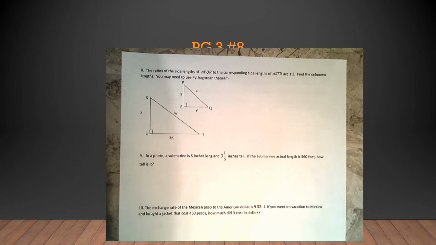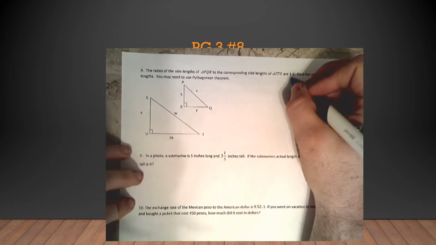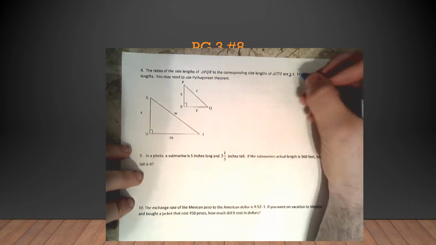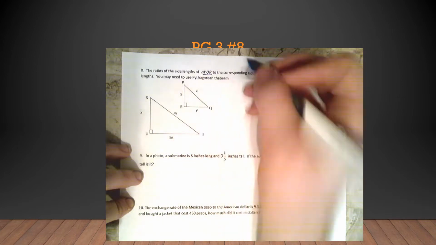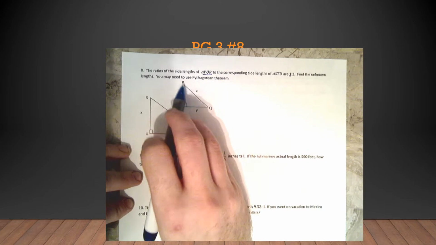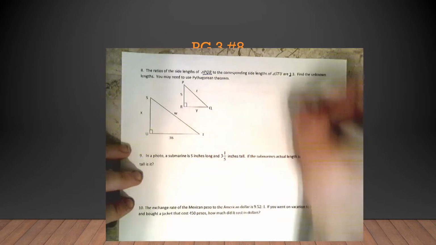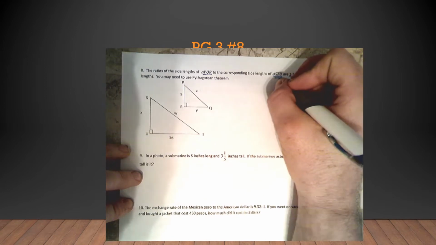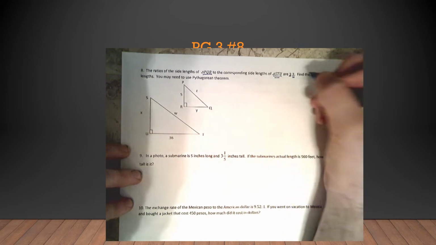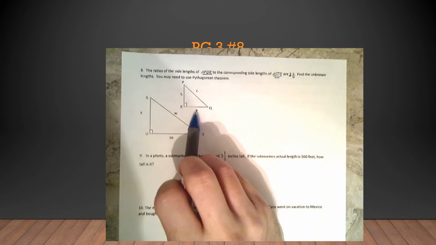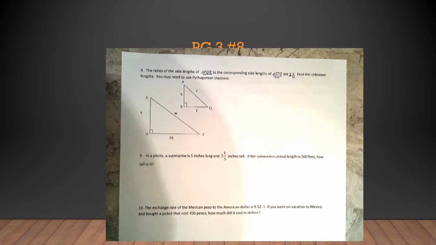Okay, so first thing I want to make sure we know is that when you see this ratio of 1 to 3, the 1 correlates with PQR. As you notice, PQR is smaller than triangle STU, so STU corresponds with the 3 in that ratio. So first one, let's go ahead and try to find Y first.